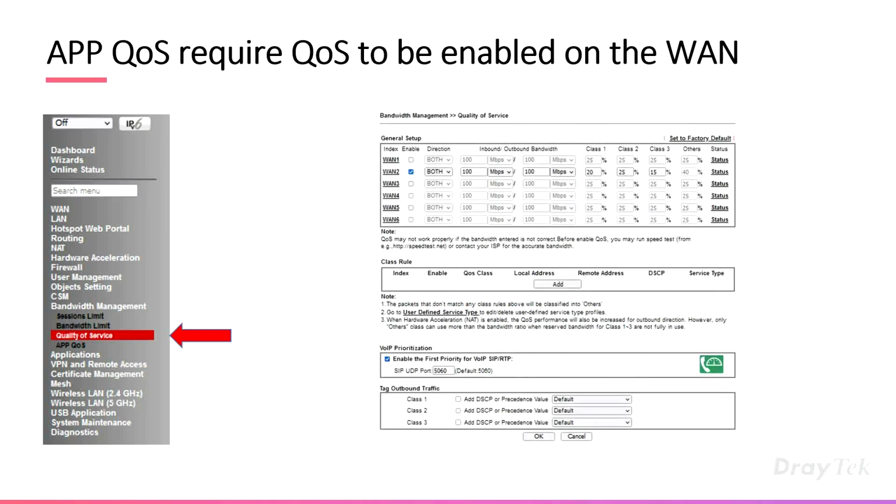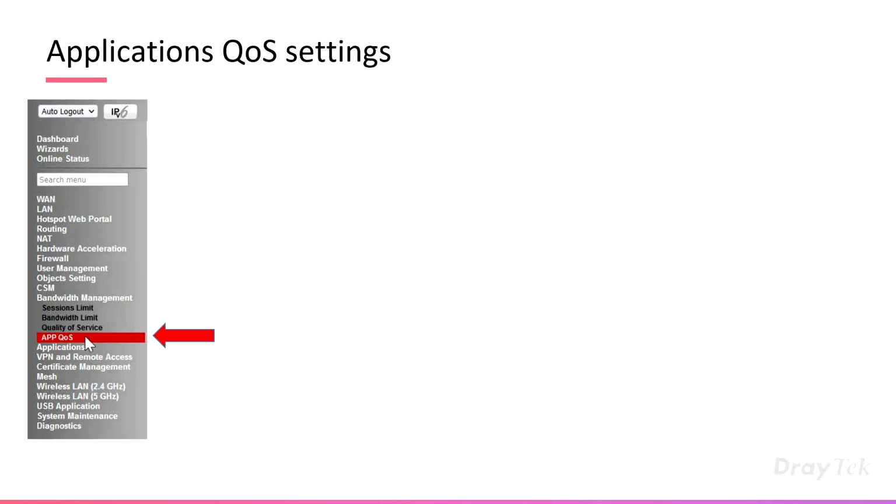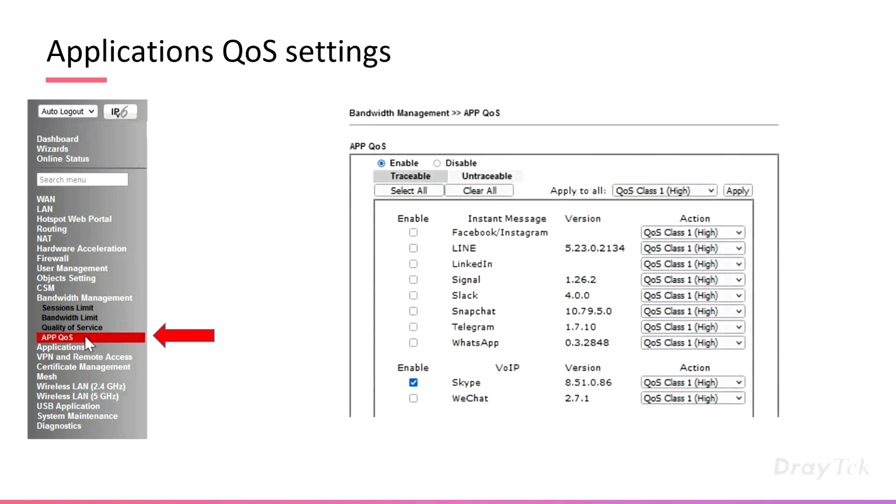Obviously, you are required to have the QoS enabled for a specific WAN with the correct values for class 1, class 2, and class 3. After that, you can move to application QoS, enable application QoS, and define your applications and the correct classes.